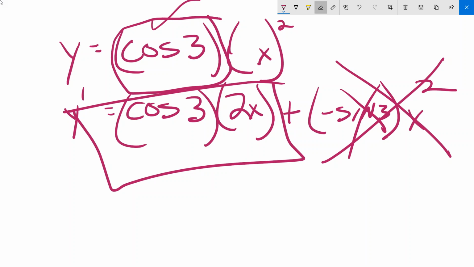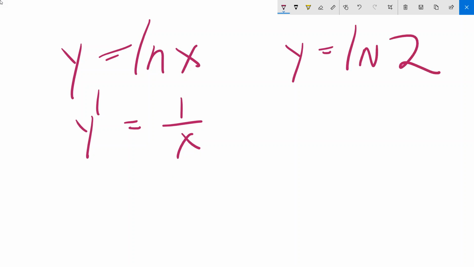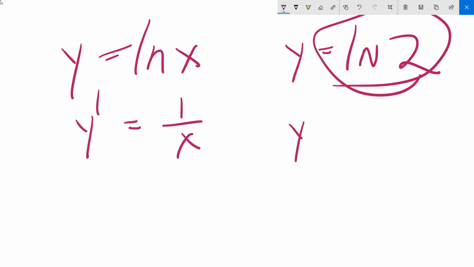Let's talk about that as long as I mention it. y equals natural log of x means y prime equals 1 over x, right? But if y equals natural log of 2, that's a number. That's not a variable anymore. So y prime equals 0, not 1 over 2.